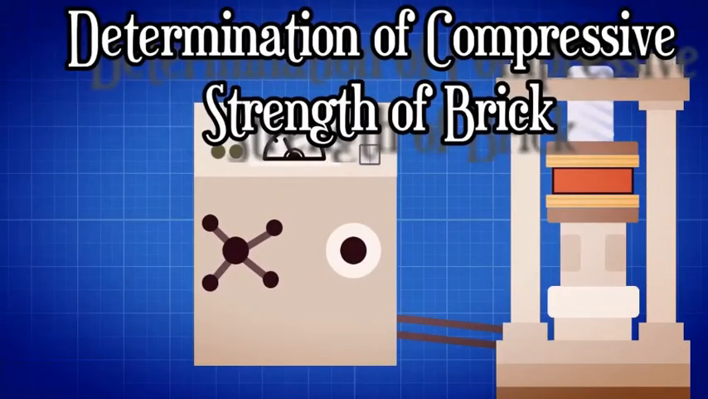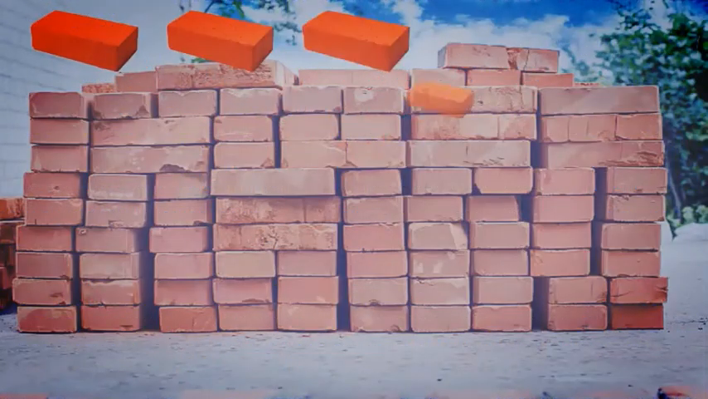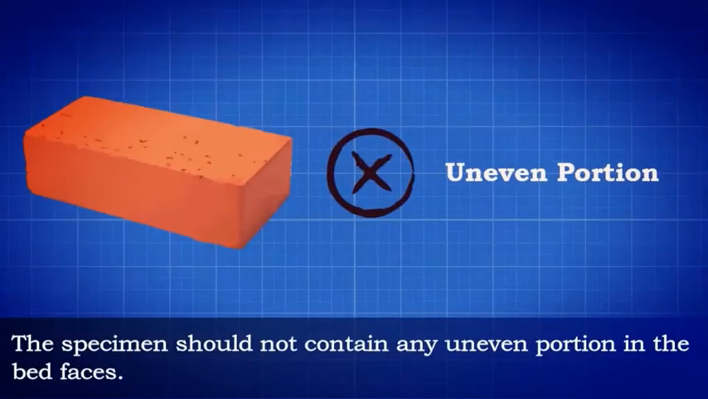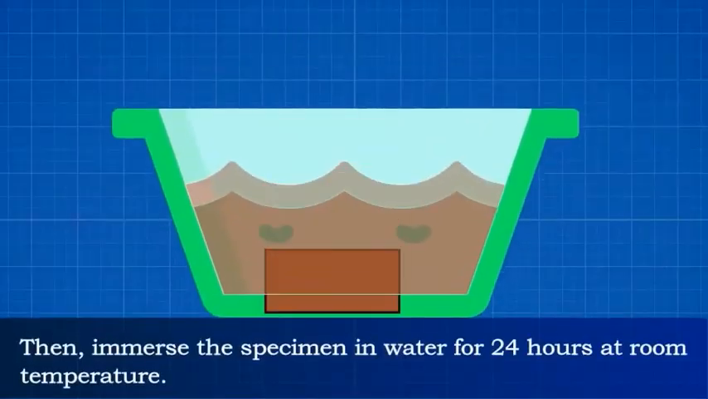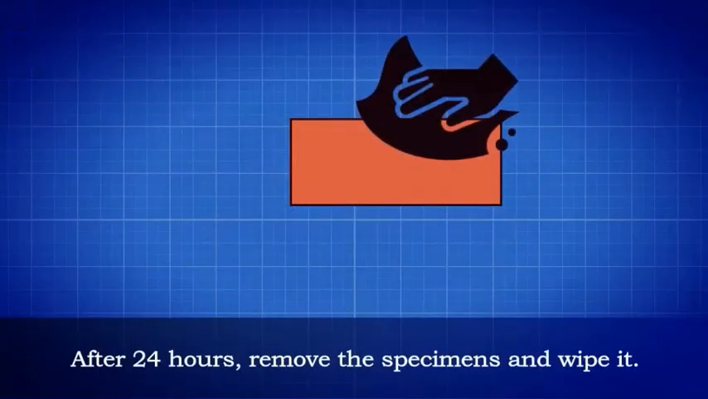Determination of compressive strength of bricks. The compressive strength of bricks is determined by carrying out the experiment in a laboratory with the help of a compression testing machine. At first, a number of specimens are taken from the stack. The specimen should not contain any uneven portion in the bed faces. Then, immerse the specimen in water for 24 hours at room temperature. After 24 hours, remove the specimens and wipe them.